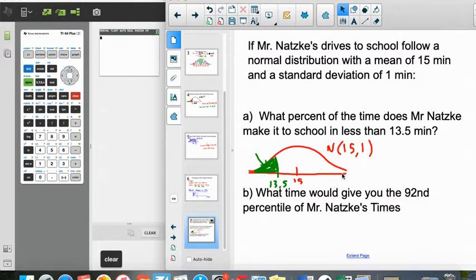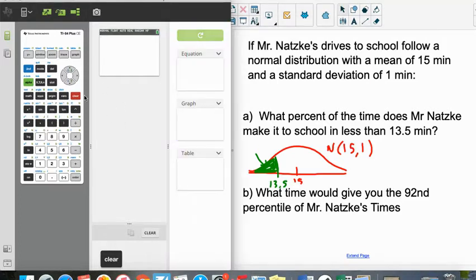So to find area under a normal curve, you're going to go to the distribution menu on your calculator. To get there, hit second and vars. If you see the blue right above, it says distribution. So second vars gets you to that. Then you want to go to normal CDF, the second one down, and click enter.